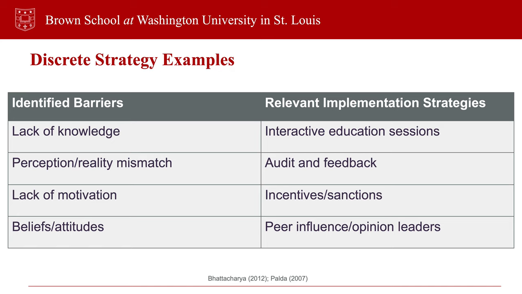Just to give some examples of discrete strategies and how we expect them to operate, typically we hope to find a nice match between the barriers or determinants that we're identifying and the implementation strategies that we're using. So for instance, if we have a lack of knowledge, it may be that interactive education sessions are an appropriate implementation strategy to address that. If there is a perception-reality mismatch, so for instance, if clinicians are suggesting we're already using evidence-based practice, we may want to administer fidelity measures and feed them back to clinicians, oftentimes in comparison with their peers within or within other organizations. If there is a lack of motivation, it may be that some sort of incentive or sanction is an appropriate implementation strategy. And if there are challenges related to the beliefs or attitudes of clinicians or other implementation stakeholders, it may be that we use an implementation strategy that can operate through peer influence, such as an opinion leader at an organization.